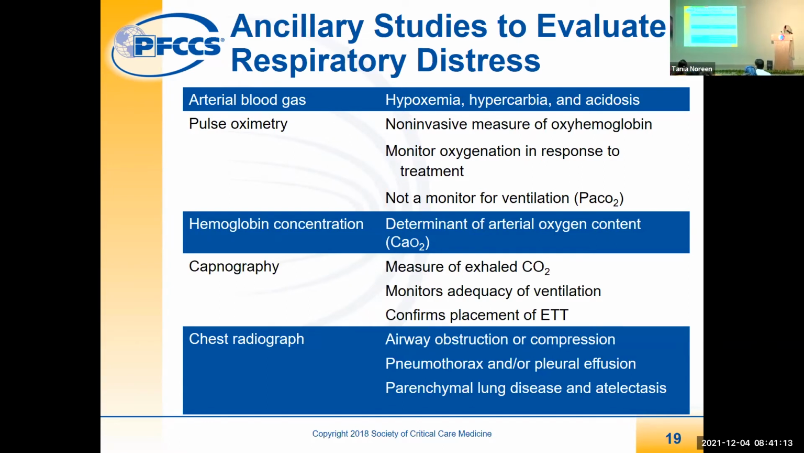Chest radiograph में you will look for any upper or lower airway abnormalities के लिए देख सकते हैं. Airway obstruction या compression तो नहीं है, कोई pneumonia consolidation तो नहीं है. Pneumothorax and pleural effusion भी देख सकते हैं उसमें.